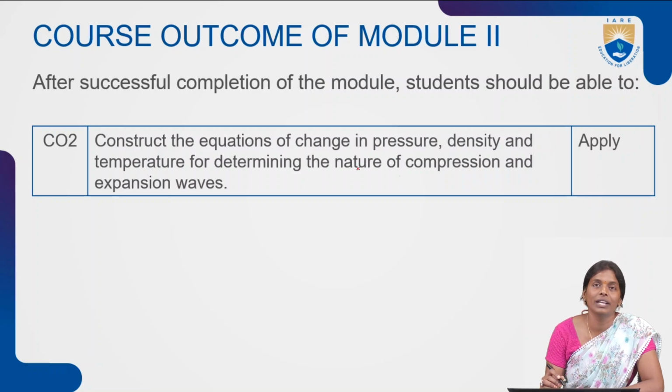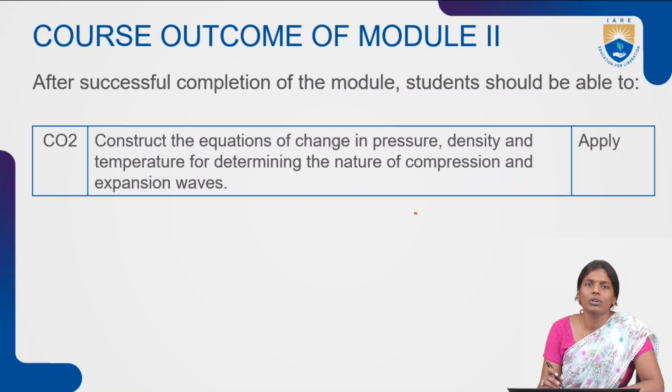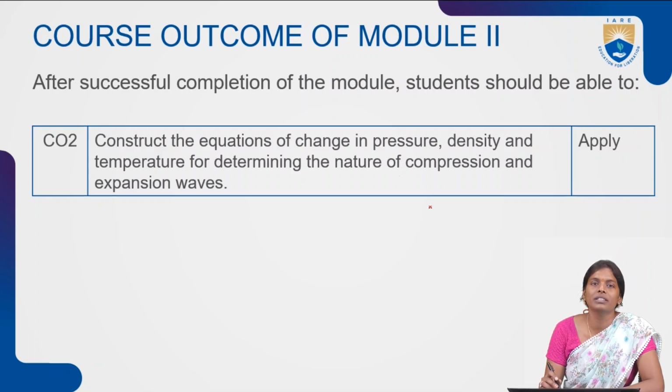Levels. So as I told, they will be studying about the shocks and expansion waves at higher speeds, right? So when a flight is flying at higher speeds, there is a change in the temperature, density, as well as the pressure. So they will be able to construct those equations for determining the nature of that compression or the expansion waves. So the Bloom's taxonomy level for this particular module is the apply level.